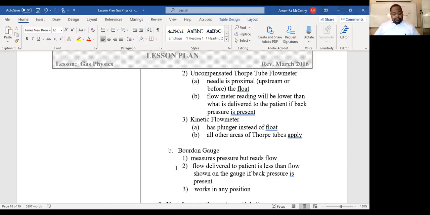I can't say that as many times as it needs to be said. That is what you're going to have to be able to know. That's a test question. Bourdon gauge will measure pressure, but reads flow.